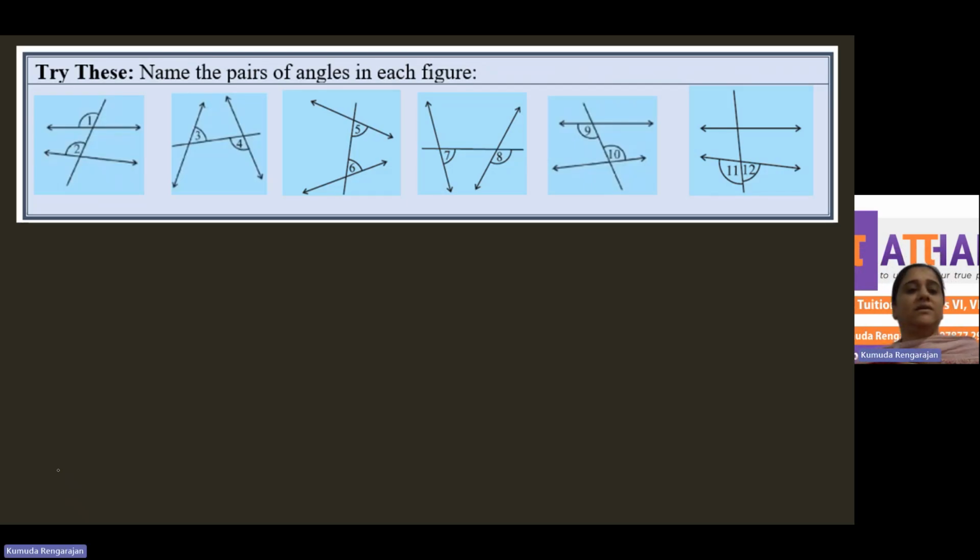Okay. Harini, 1 and 2. The question is, name the pairs of angles in each figure. You don't have to say whether they are equal, just say what angles they are: corresponding, alternate, that's all. Name the pairs of angles in each figure. Harini, 1 and 2, they are corresponding angles. Anirudh, 3 and 4.